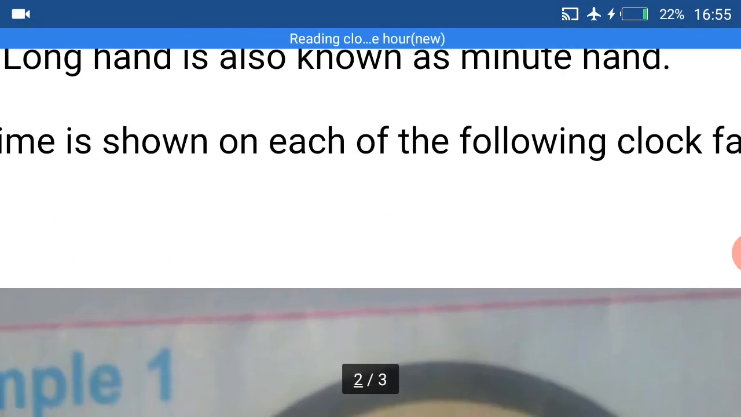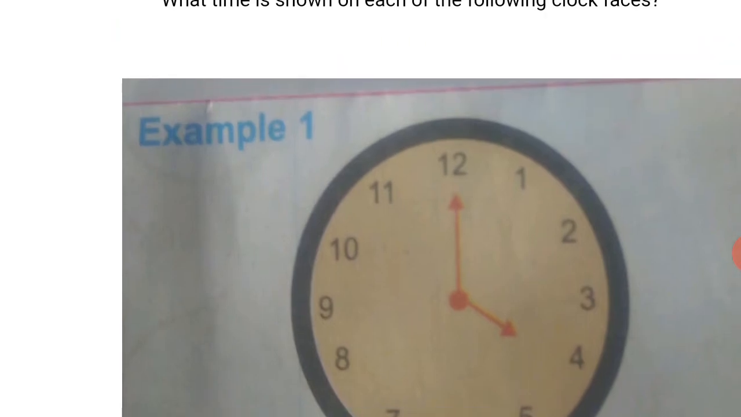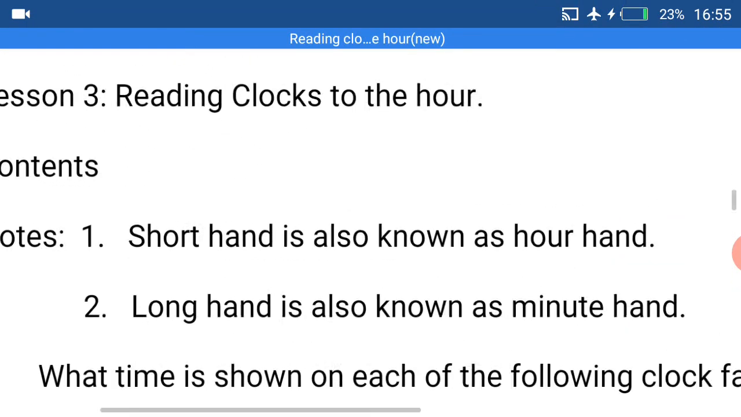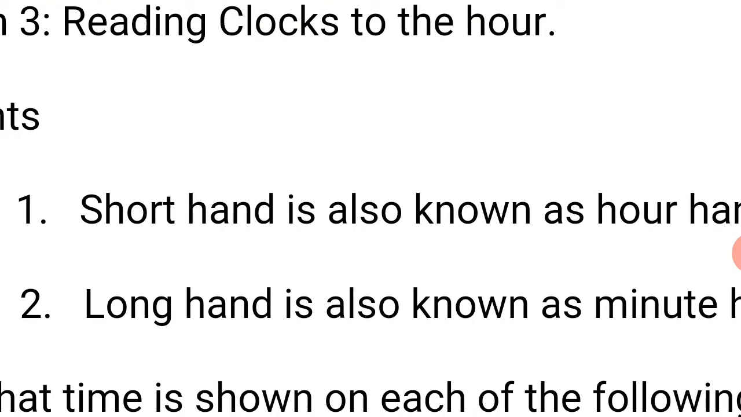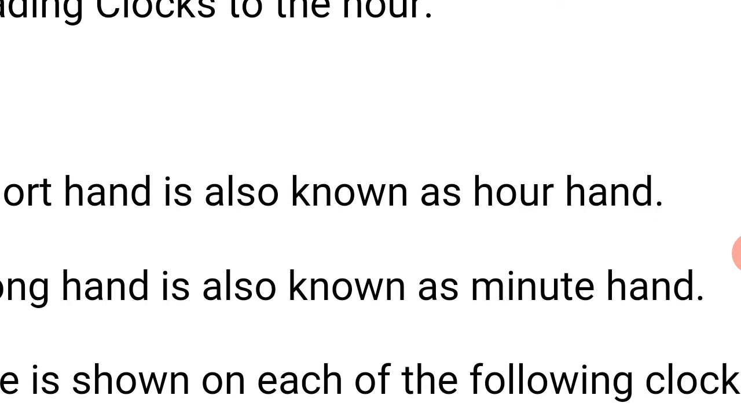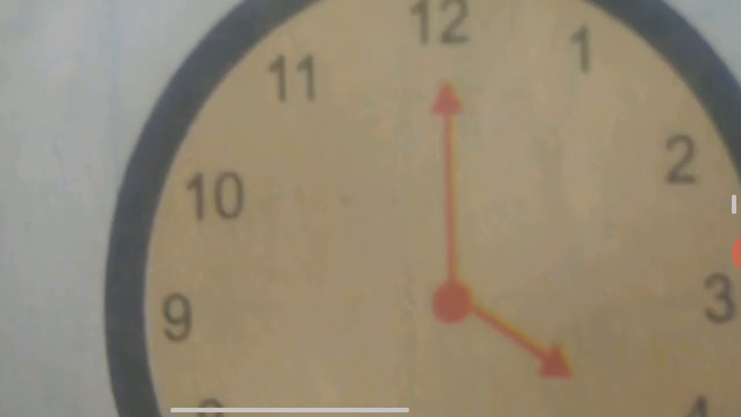Now look at the second hand. The second hand is the one that is placed on 12. The long hand is placed on 12. And this long hand is also known as minute hand. Long hand is also known as minute hand. You can see both hands. The one on 4 is short hand or hour hand. The one that is placed on 12 is long hand or minute hand.